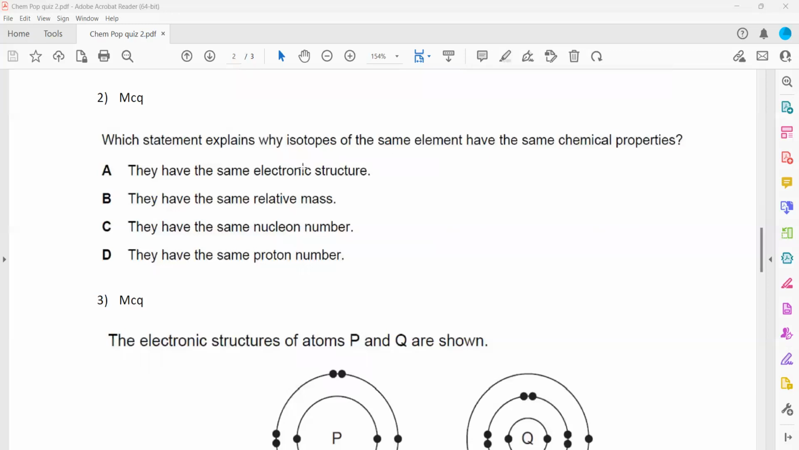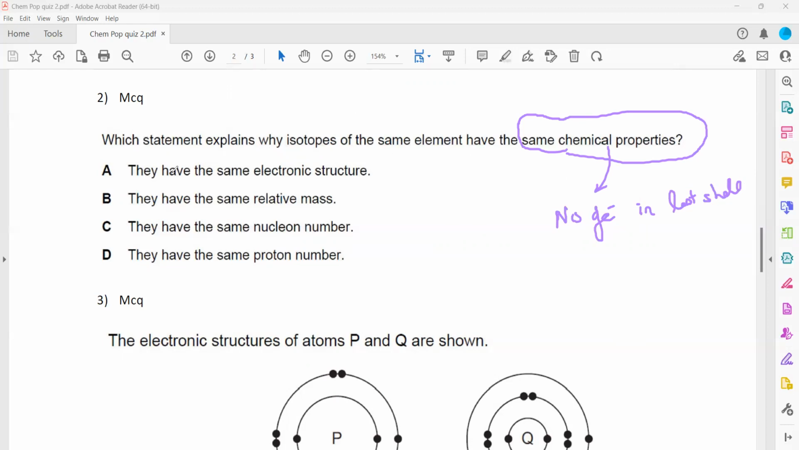Then in question 2, which statement explains why isotopes have the same chemical properties? Remember one thing: the chemical properties depend on how many electrons are there in the valence shell, or the last shell. So the number of electrons in the last shell gives you an idea about their chemical properties. If they have the same number of electrons in the last shell, they will have the same or similar chemical properties.